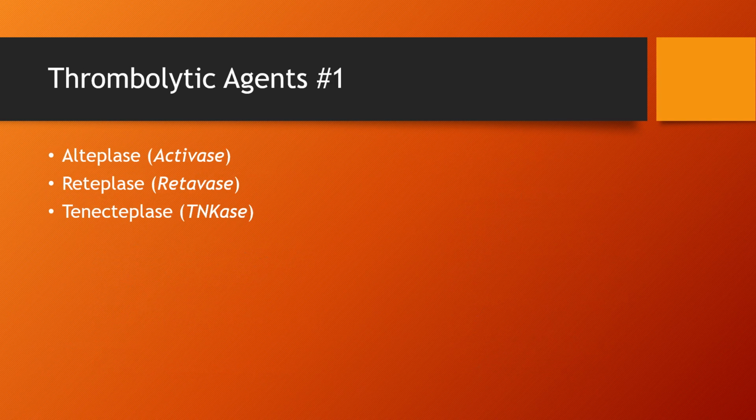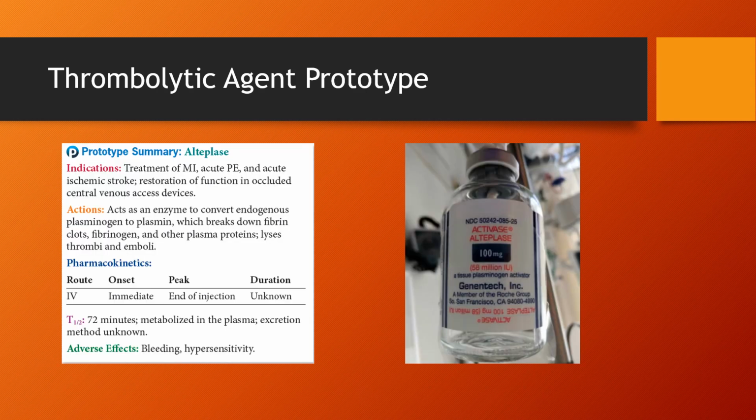Thrombolytic agents, so this is alteplase, reteplase, and tenecteplase. Our thrombolytic agent prototype is alteplase, and we will see this used for treatment of MI, acute pulmonary embolism, and acute ischemic stroke. Also, it can be used to restore function of an occluded central venous access device. So if you are out in clinical and you have someone that has a PICC line or central line and part of the access is clogged, and they call the PICC team or IV team and they put a medicine in there to help unclog it, it's a small tiny dose of alteplase.